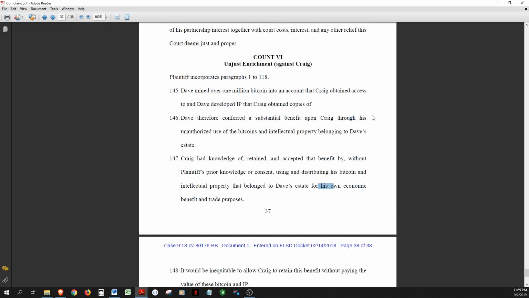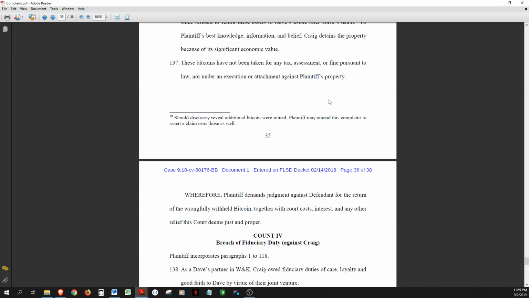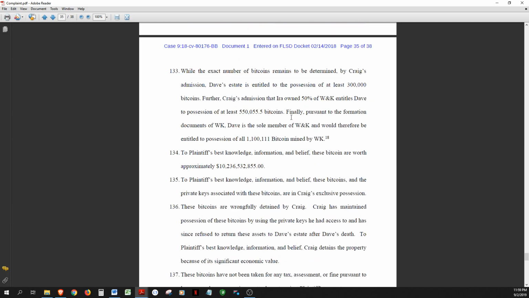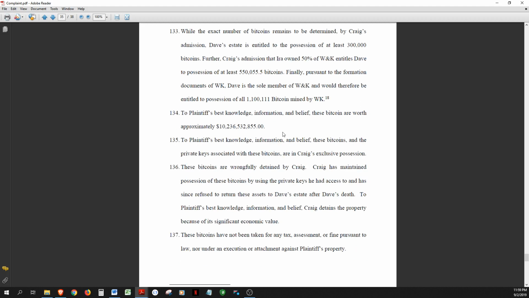So let's go over this order that the judge came down. So this is the basic complaint. You know what's going on. It's short, even though it's manifested in 6 different counts. Basically, we had Bitcoin, we mined it, gave the Bitcoin to a company, and Craig Wright took it. So give me my $10 billion in Bitcoin, my 1,100,111 Bitcoin. I want my Bitcoin.